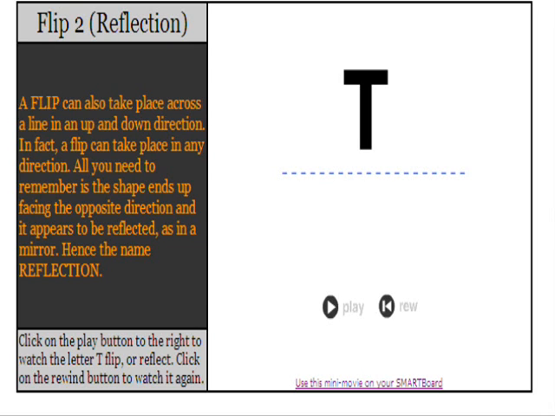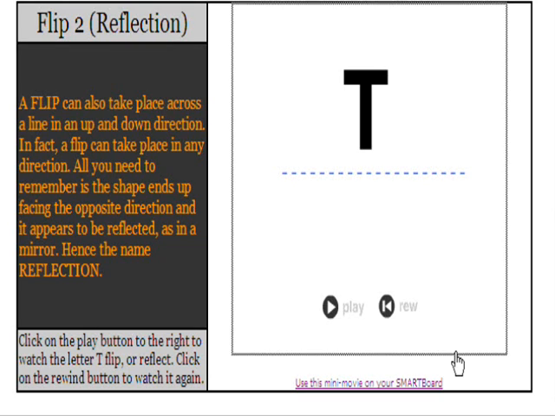A flip can also take place across the line in an up and down direction. In fact, a flip can take place in any direction. All you need to remember is the shape ends up facing the opposite direction and appears to be reflected, as in a mirror. Hence the name.